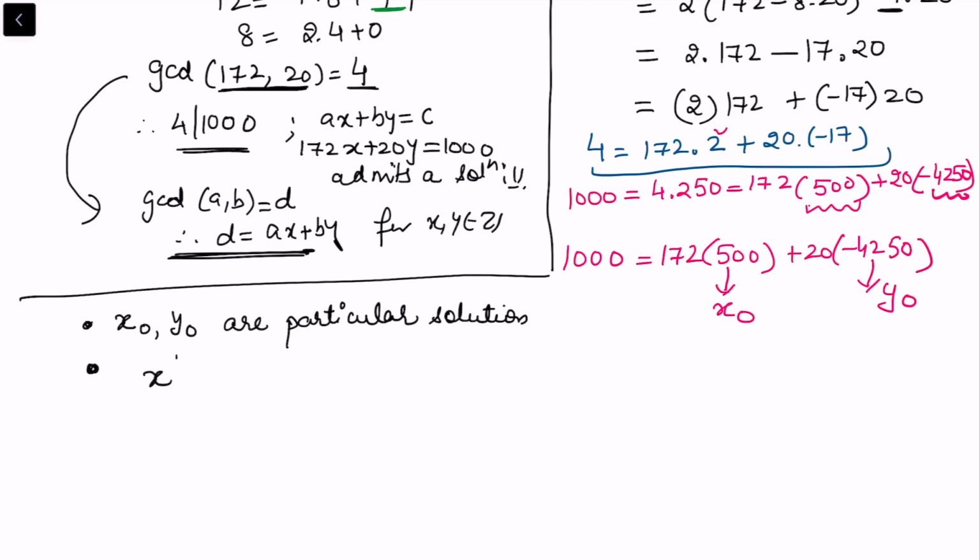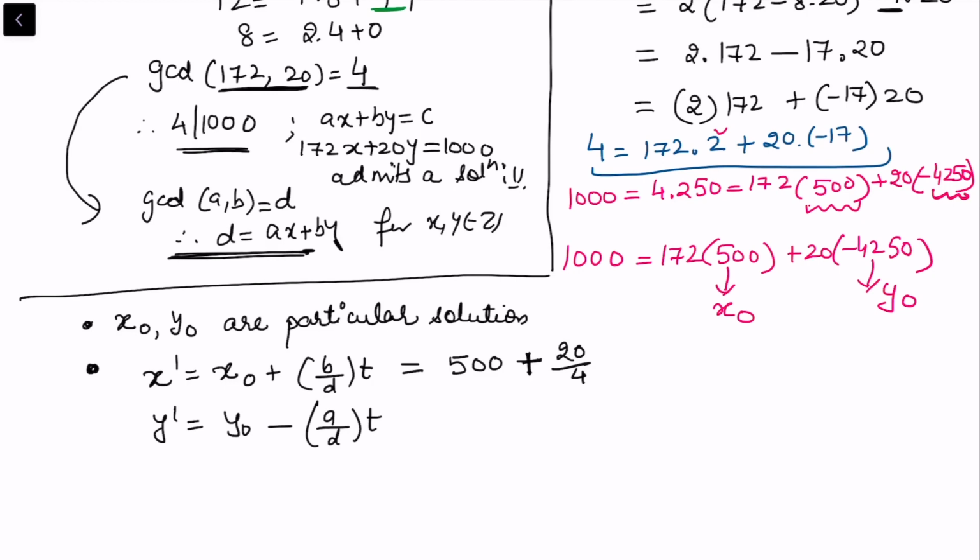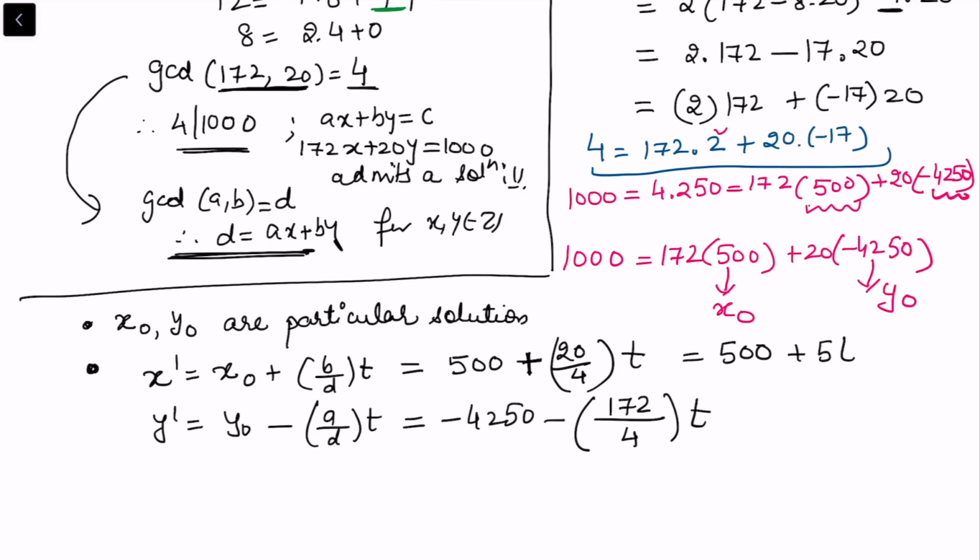To find all the other solutions, we have done that x is x naught plus b by d times t, and we have also done that y is y naught minus a by d times t. So just substitute these values. x is 500 plus b, that is 20, divided by the GCD, that is 4, multiplied by t. And y is minus 4250 minus the value for a, that is 172, divided by GCD 4 multiplied by t. So this gives me the expression 500 plus 5 times t, and minus 4250 minus 43 times t, and t belongs to integers.